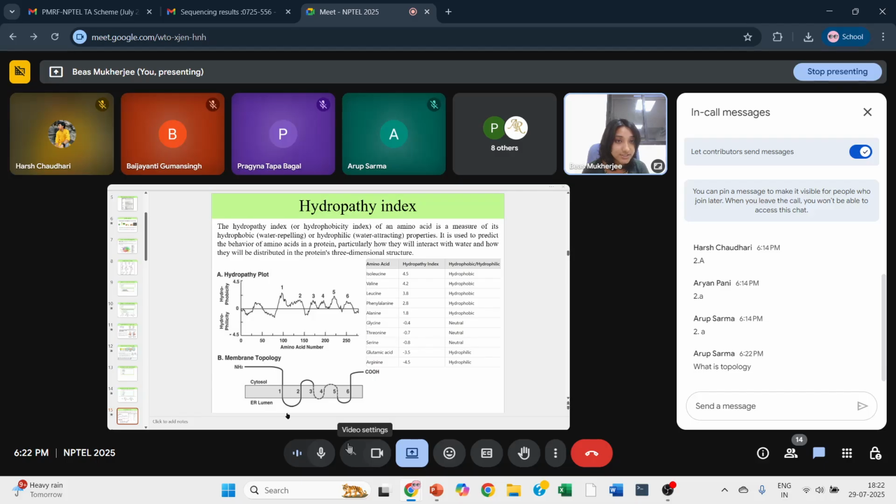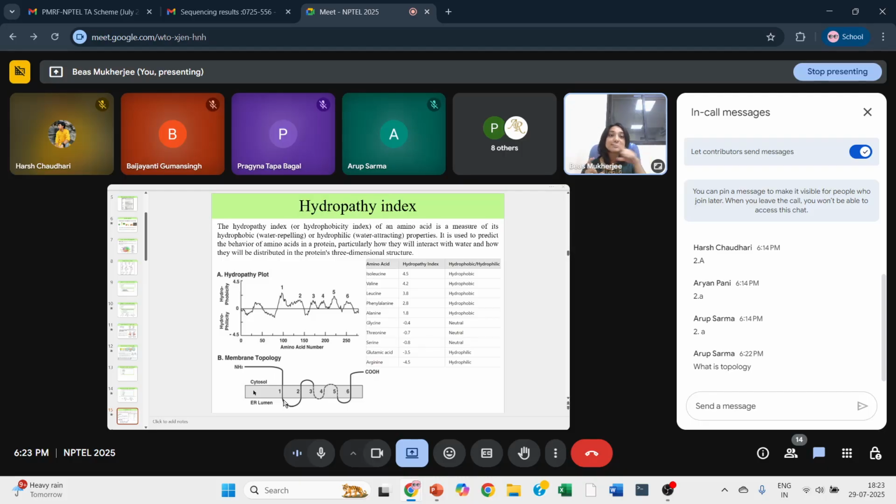What is topology? Where did you find topology? Topology has different meanings. I think it is there in this slide, I will be discussing it. So membrane topology, it's there in this slide. Basically topology is like what is the composition of this particular protein. You can look this up, but right now I cannot remember exactly what to tell you, it comes in different aspects. Anyway, we'll see this.